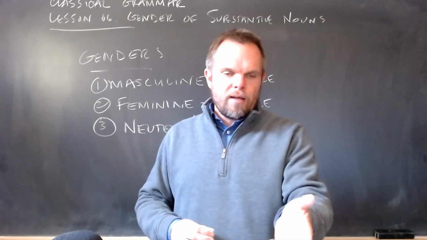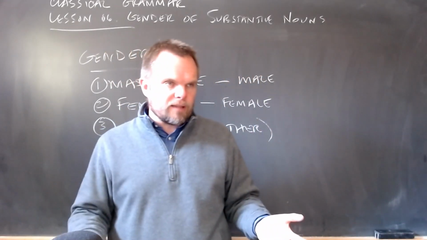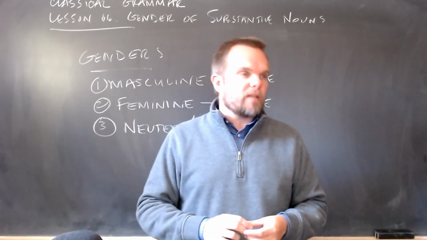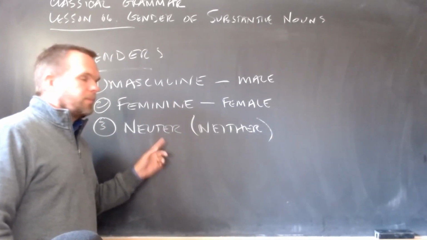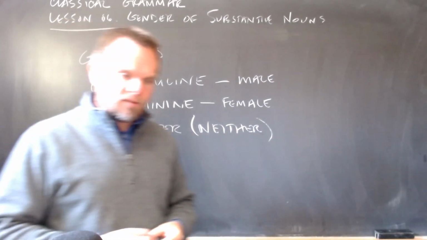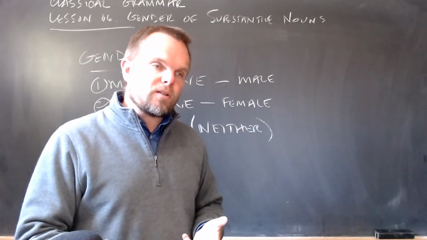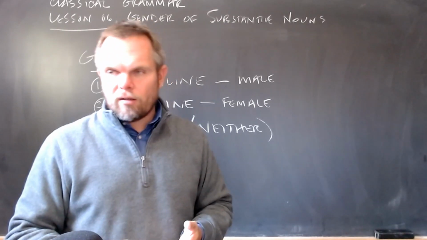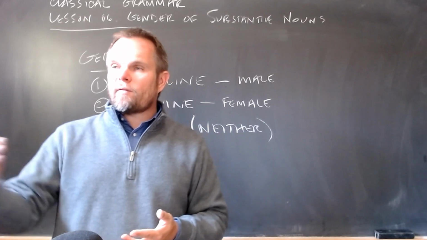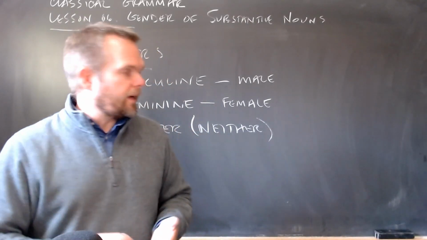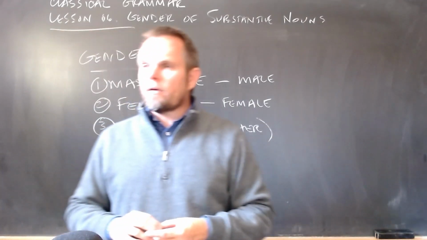All right, so lesson 6, like I said, is a very short lesson, a very simple lesson, and we learn about the gender of nouns. We learn that in language there are three basic genders of nouns: masculine, feminine, and neuter. Masculine gender normally refers to male animals. Feminine gender normally refers to female animals. And neuter refers to things that are neither male nor female.